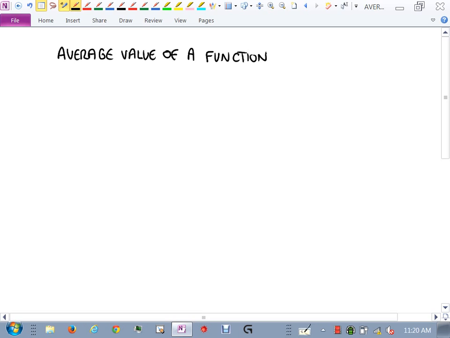And here's the way I'll motivate the idea. If I say take the average of your test scores, right? You just add up your test scores and you divide by how many you had. Yes? Okay, so if I take a function, and let's say from A to B, I have some curve, right? And I want to know the average value of the curve.